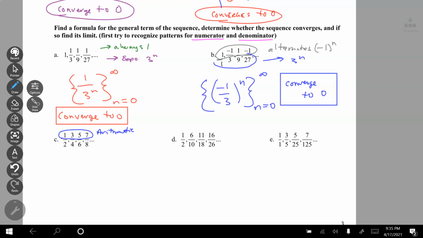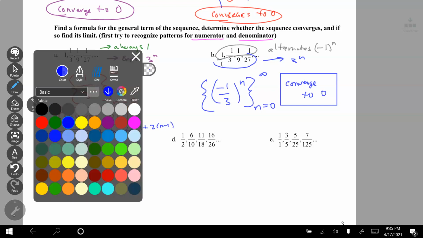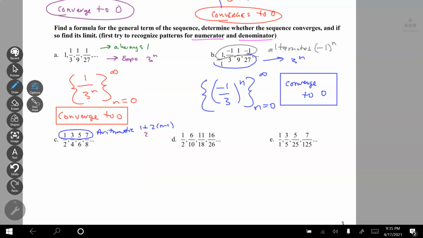If I pay close attention, it's going up by 2, so my formula should be 1 plus 2 parentheses n minus 1. And if I clean that up, I'm going to get 2n minus 1 is the numerator. I'm going to write that down here. 2n minus 1 is my numerator. Now if I look at the denominator, I have another arithmetic, except it goes 2, 4, 6, 8. So this pattern is going to be 2 plus 2(n minus 1). And I can clean that up. I get 2n plus 0, or just 2n.